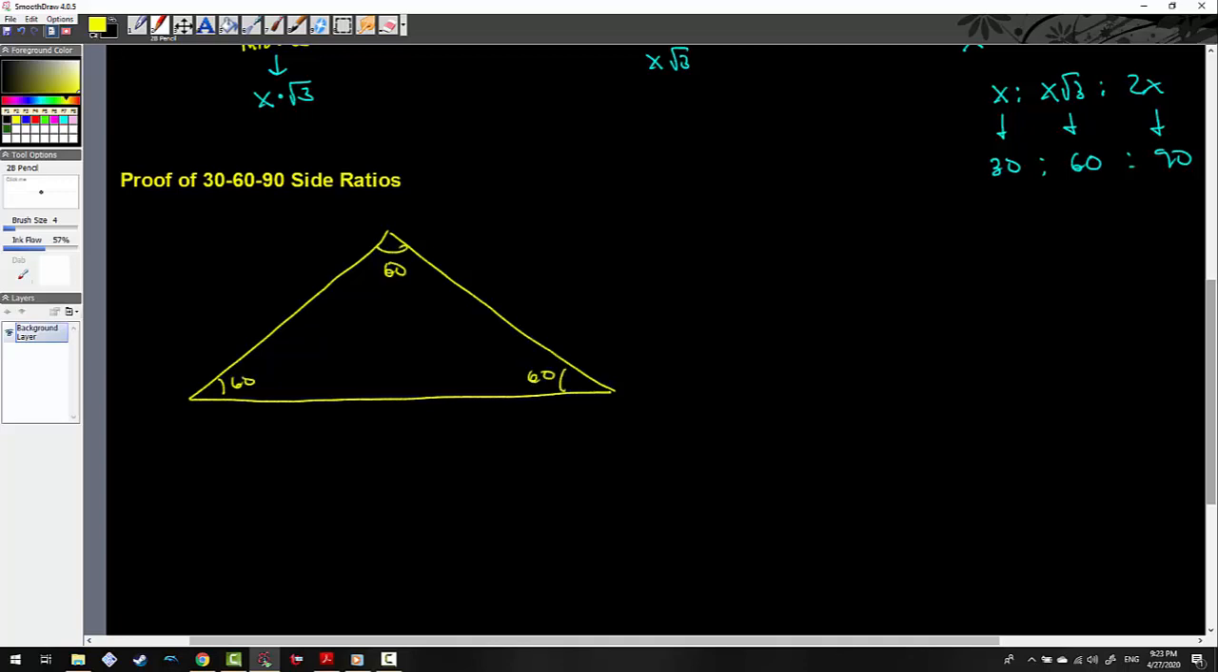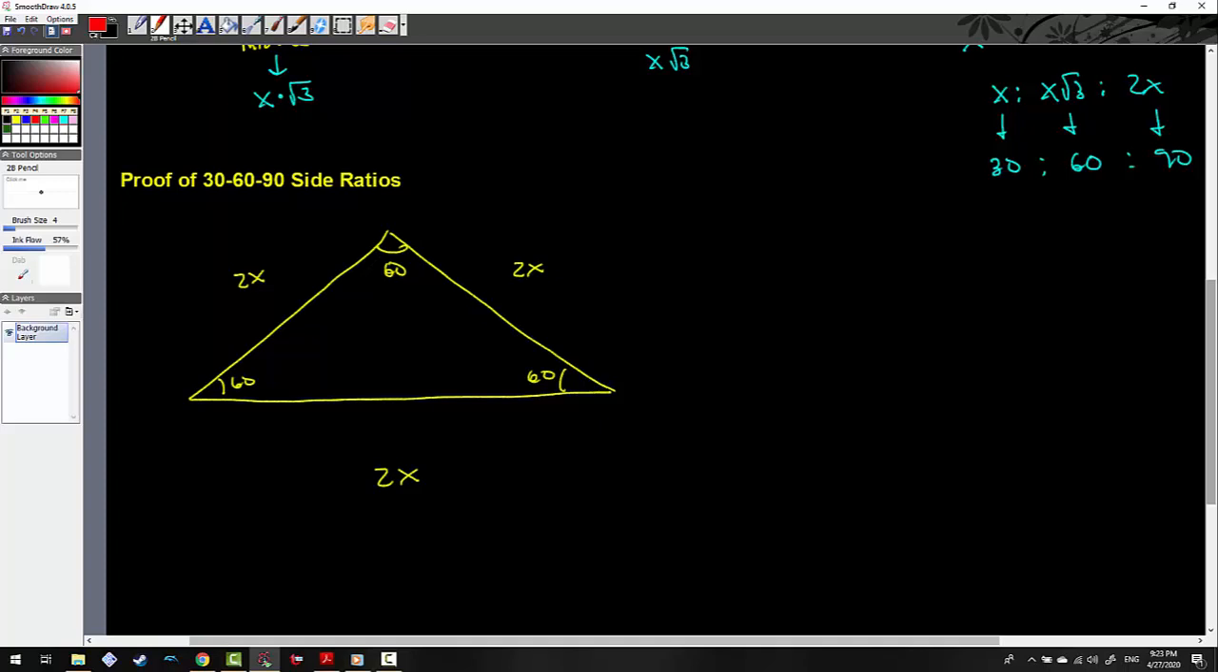For purposes of the proof, it's always easier to see each side length not as x, but as 2x. You'll see why I'm doing that in just a second. I'll put him down here because I'm going to do something with him in a little bit. So again, what am I doing here? I'm trying to create a 30, 60, 90 right triangle, which I don't have right now. I have a 60, 60, 60 non-right triangle.